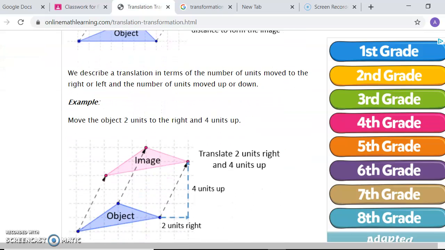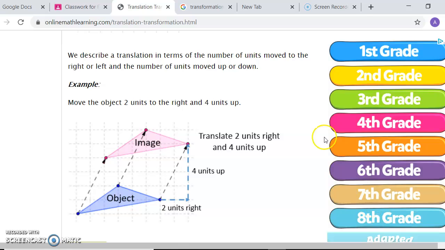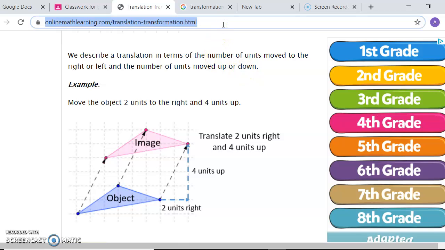Every point in the object is moved in the same direction and the same distance to form the image. We describe a translation in terms of the number of units moved to the left or right, and the number of units moved up and down. I should note before I go on that for this particular lecture, you can look at the URL on the top of the screen, and that will tell you where I'm getting this information from.